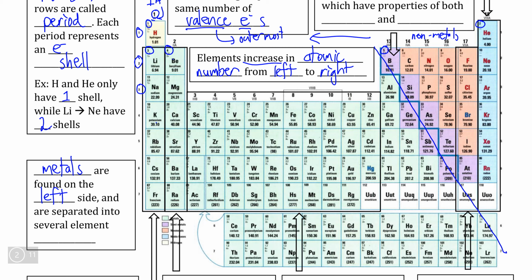Now, there are a very large number of metals, and because of that, we tend to group the metals based on their common behavior into what we call several element families based on common characteristics that they have.